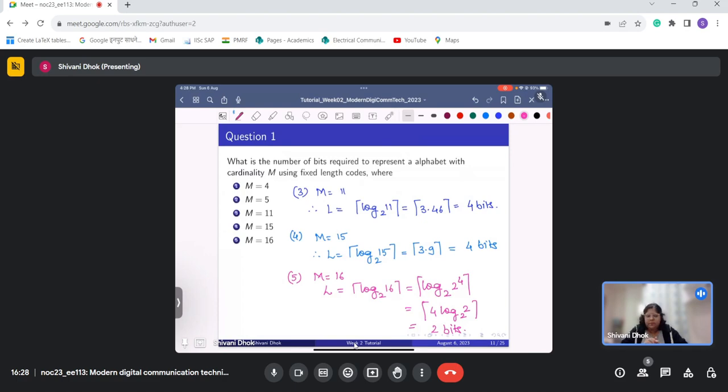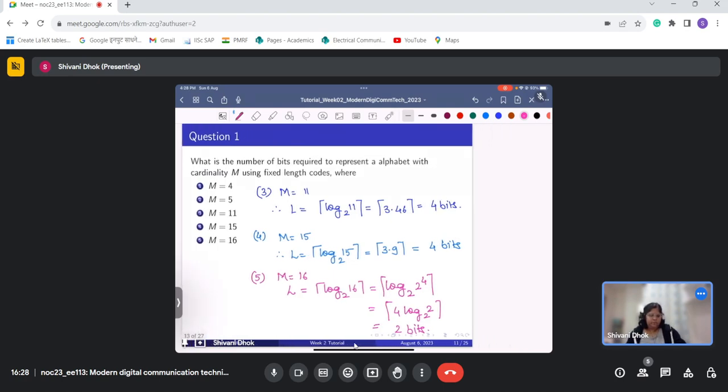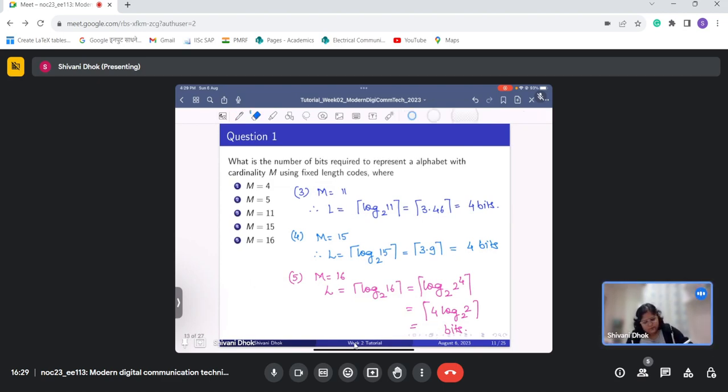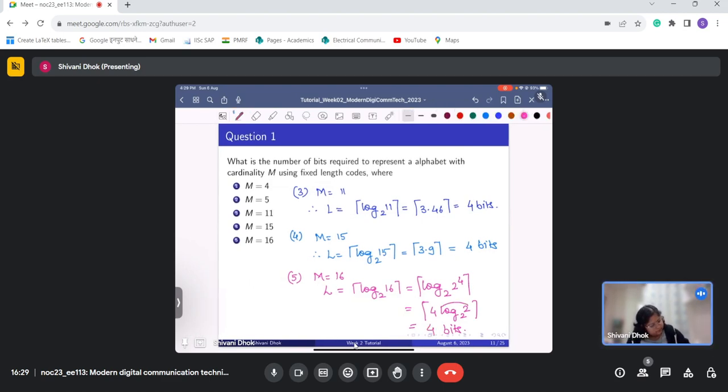Please feel free to unmute yourself at any point of time if you don't understand anything. Ma'am? Yes. Here 4 log base 2 to the 2 is equal to 2 bits or 4 bits? Oh, sorry. 4 bits. My mistake. Yeah, it is 4 bits. Yeah. Sorry. Okay. Thank you.